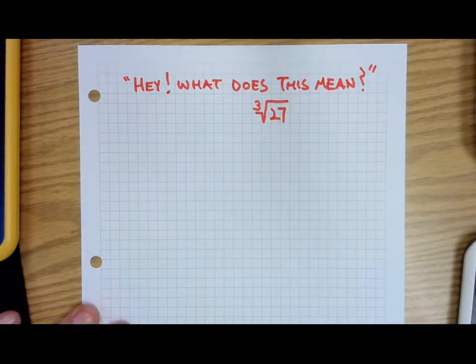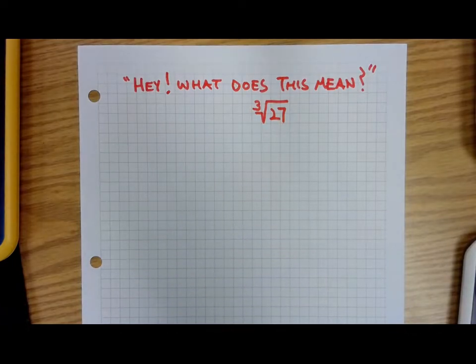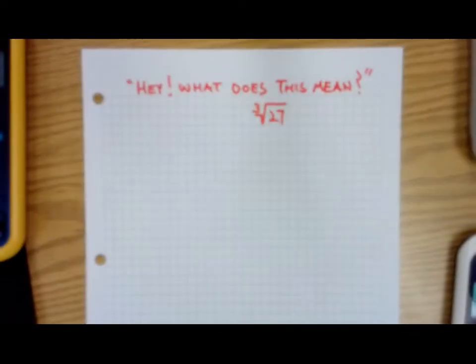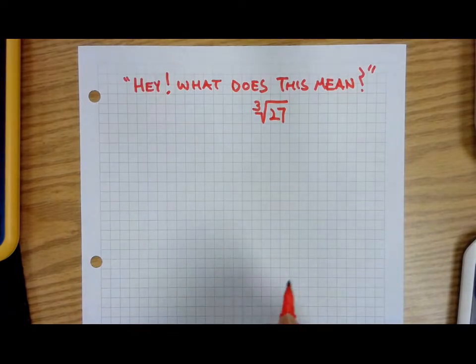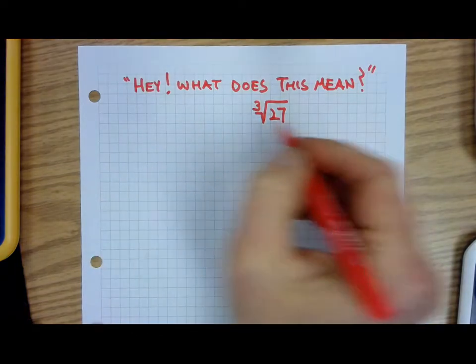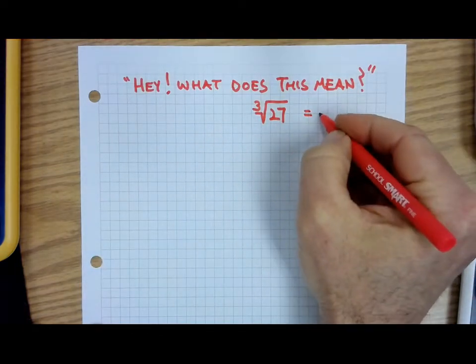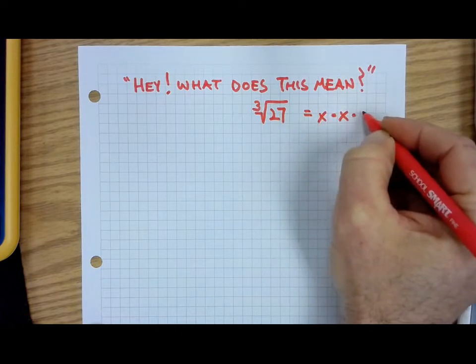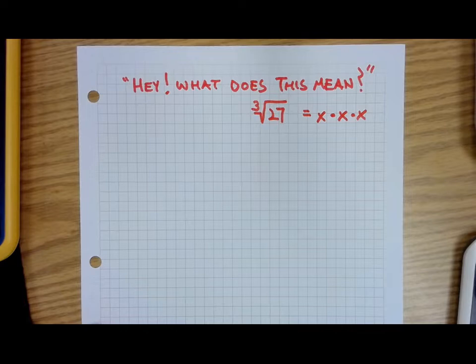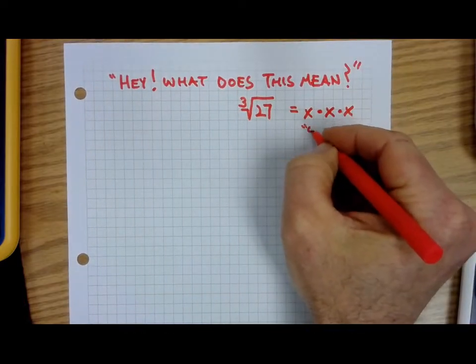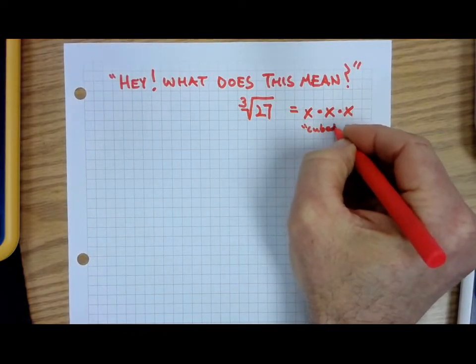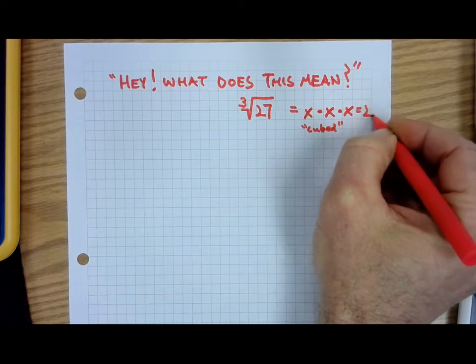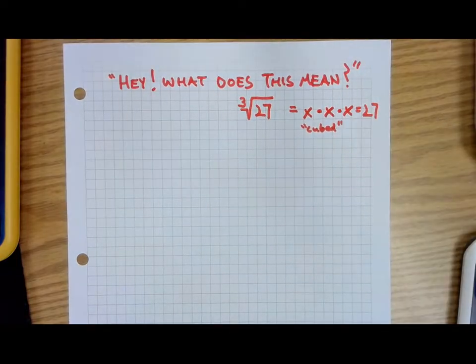Let's talk about what it means and then how to figure it out, not just with a simple one like this, but maybe with one that we don't know just by looking at it. Okay, what this means is some number times itself a total of 3 times, or cubed, some number cubed equals 27 is what this means.